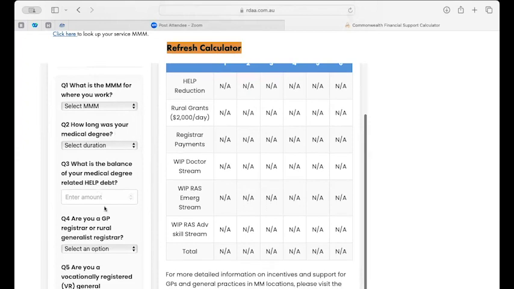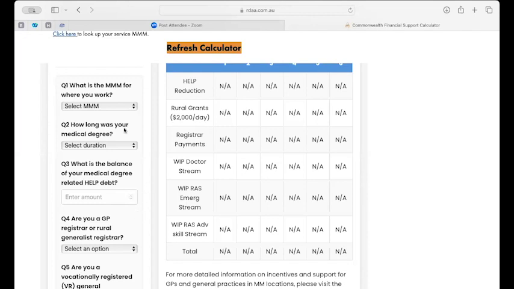How long was your medical degree? The amount of your HELP debt. We have flagged with the department that they need to work out a mechanism to make that medical degree element of your HELP debt more accessible. For people who've done medicine as an undergraduate, that's easy. For people who've done it as postgraduate, it's a little bit more complicated.